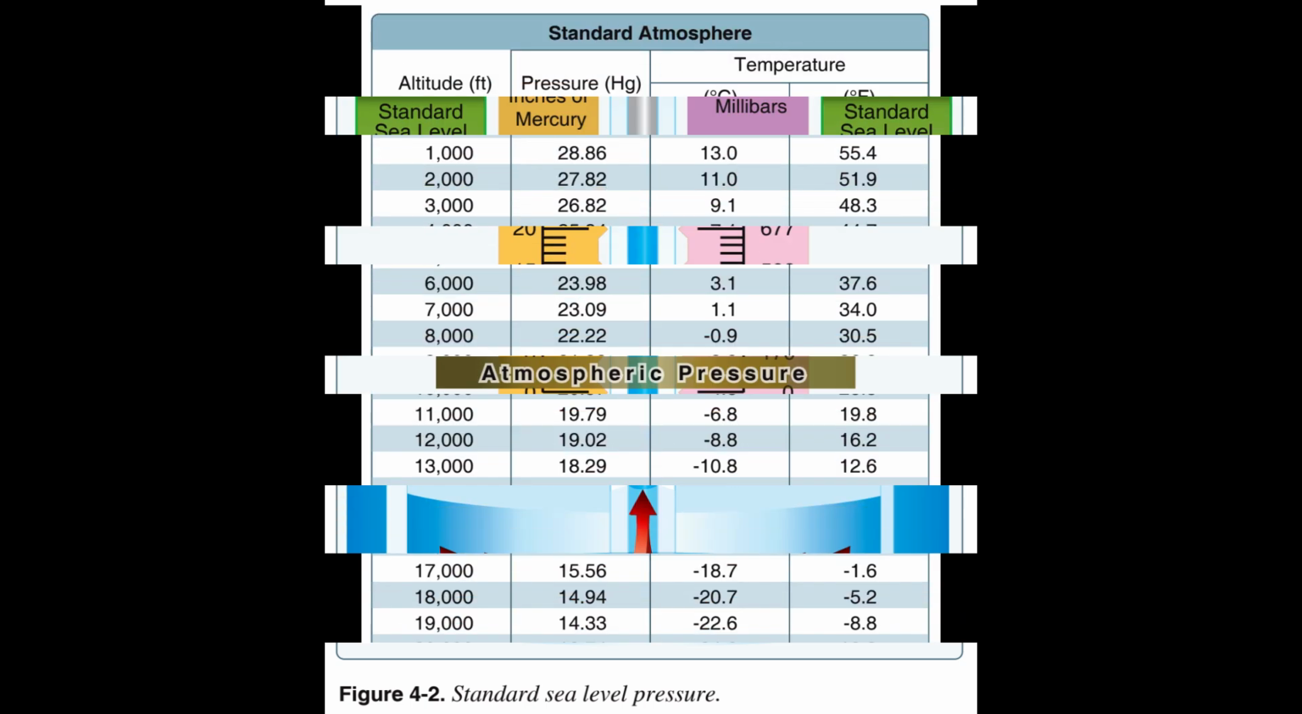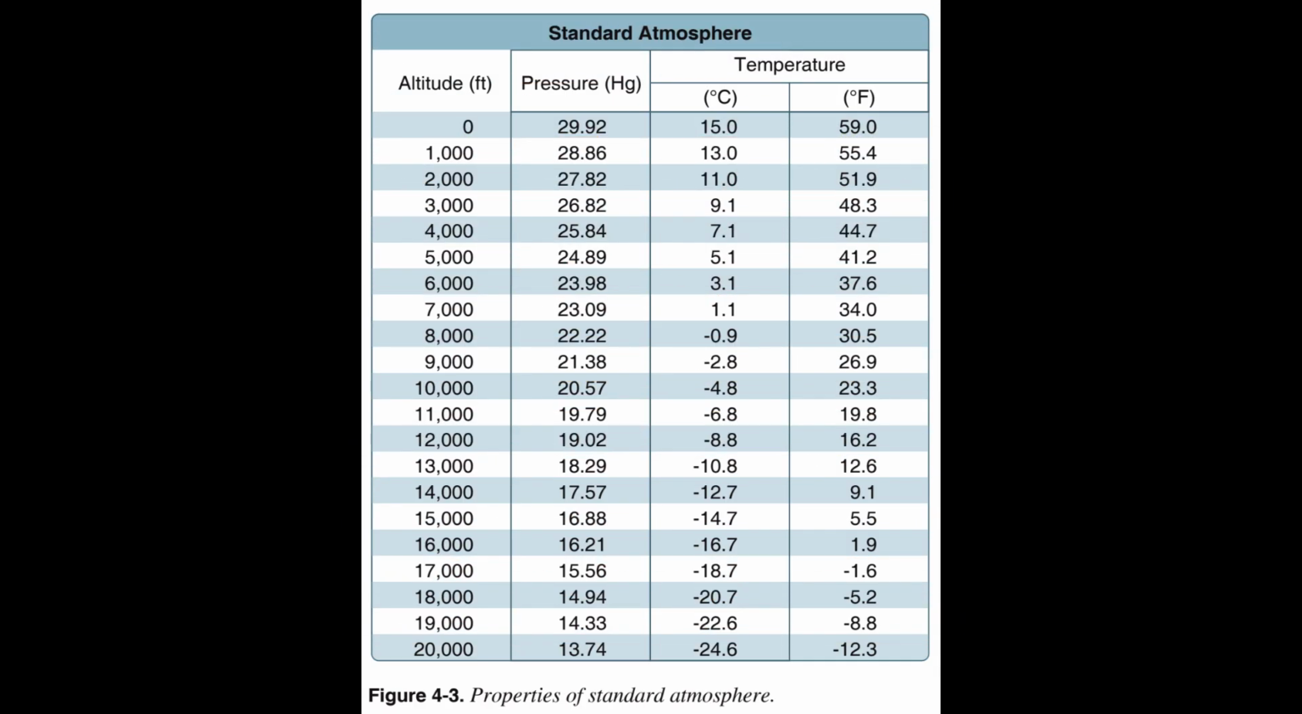A standard temperature lapse rate is when the temperature decreases at the rate of approximately 3.5 degrees Fahrenheit or 2 degrees Celsius per 1,000 feet up to 36,000 feet, which is approximately -65 degrees Fahrenheit or -55 degrees Celsius. Above this point, the temperature is considered constant up to 80,000 feet. A standard pressure lapse rate is when pressure decreases at a rate of approximately 1 Hg per 1,000 feet of altitude gain to 10,000 feet. Figure 4.3.